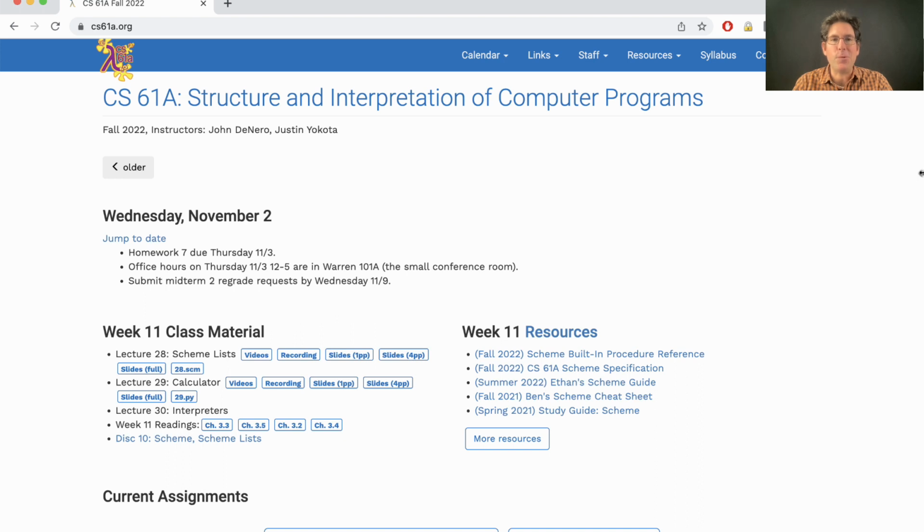Homework 7 is due Thursday, but we don't have a regular office hours room on Thursday afternoon, so instead we've moved the office hours to a much smaller room, Warren 101A. I don't recommend coming to office hours at that time because it will be quite crowded. So if you could come to office hours at a different time or solve the problems on your own, that would be great. But we will hold office hours. We'll just have fewer staff and less space.